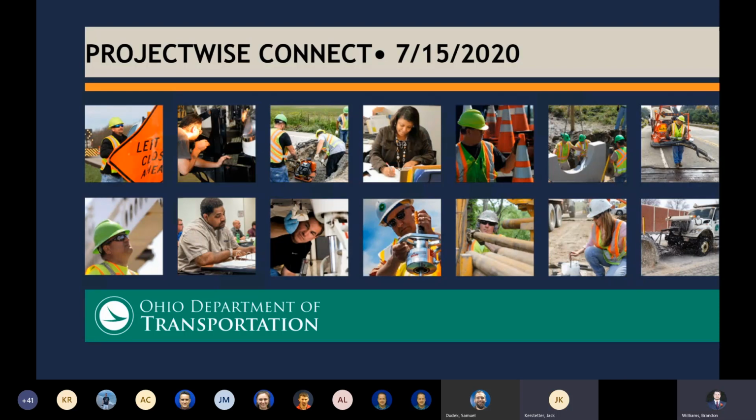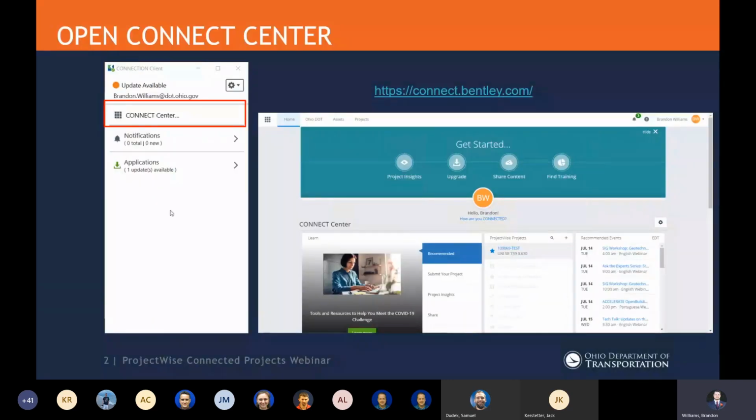All right. Good morning, everybody. We're going to go over, like Jack said, the ProjectWise connection projects. Starting out here, I just want to go over how we open a connection project, a project that's connected. Most of you are familiar with this image here. We have a connection client. In the top, that Connect Center is going to take you to where all the connected projects are, and you can see what that GUI looks like there on the bottom right.